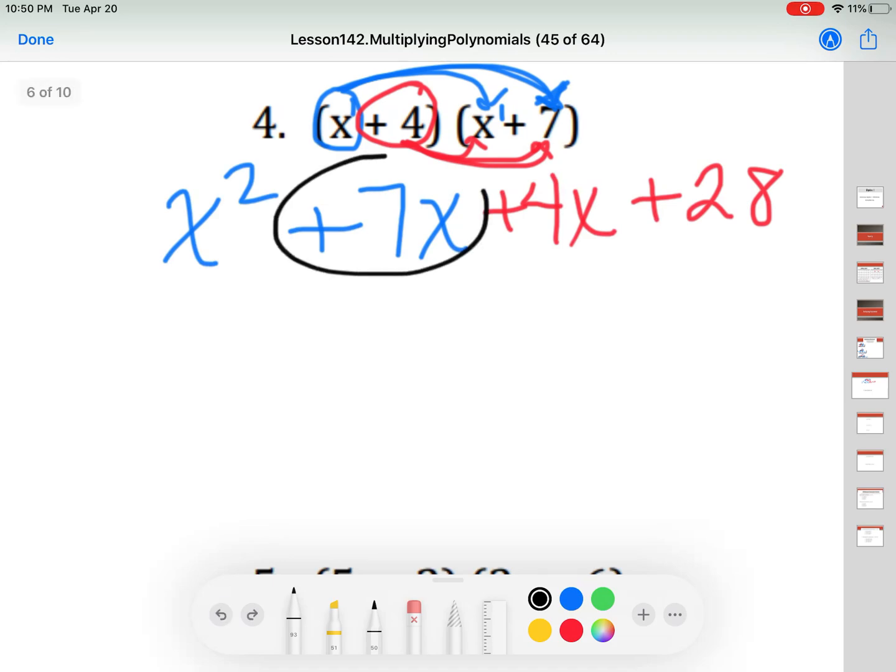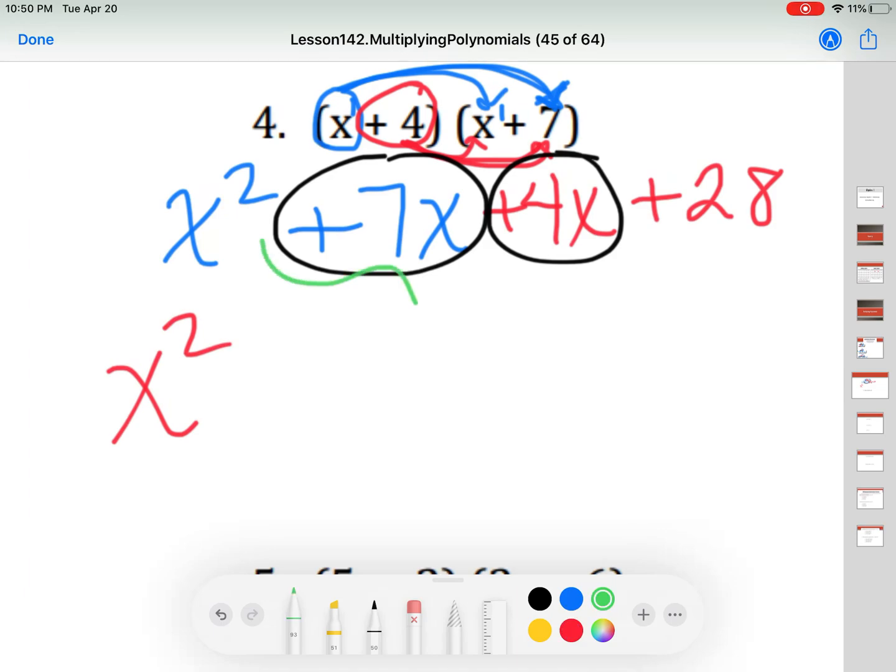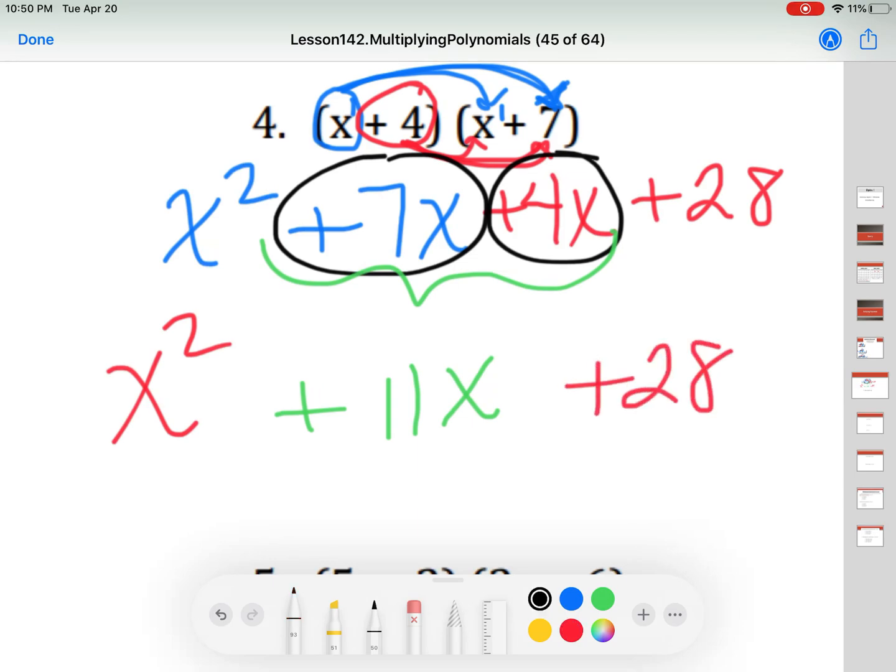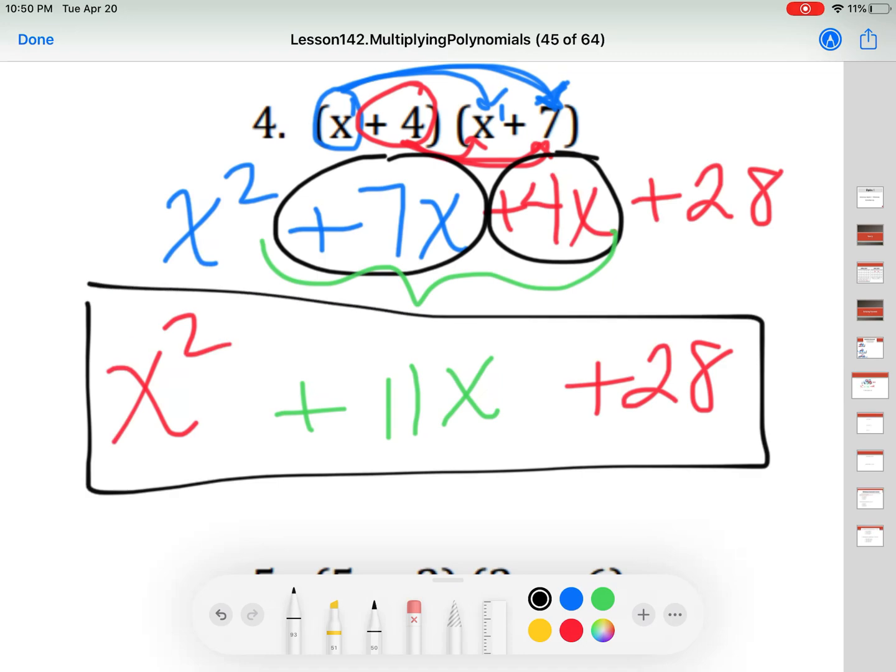Now I have these things called like terms. We talked about these yesterday. If they have the same letter with the same exponent, you can add their coefficients. So my final answer, this x squared gets to come down. 7x's plus 4x's is 11x's. And then this plus 28 in the back gets to come down. Notice in the middle term, there's no square here. When you combine like terms, you just add the coefficients. 7 plus 4 is 11.